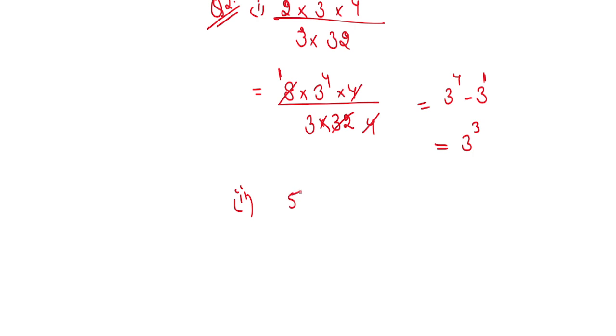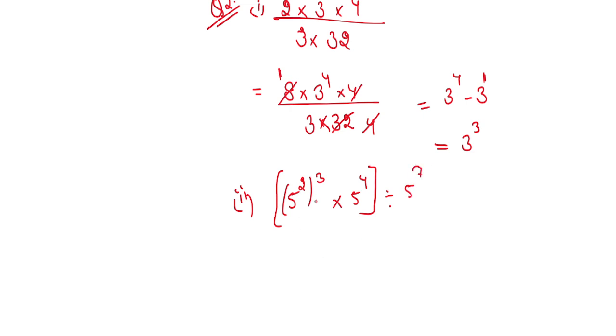Now the next part: 5 raised to the power 2, raised to the power 3, multiplied by 5 raised to the power 4. You have to divide it by 5 raised to the power 7.